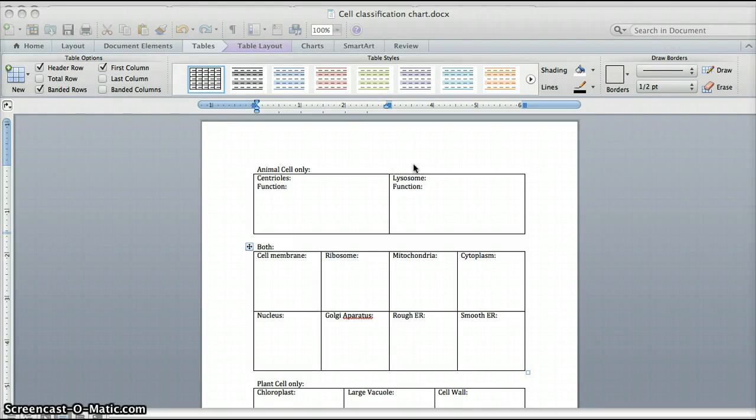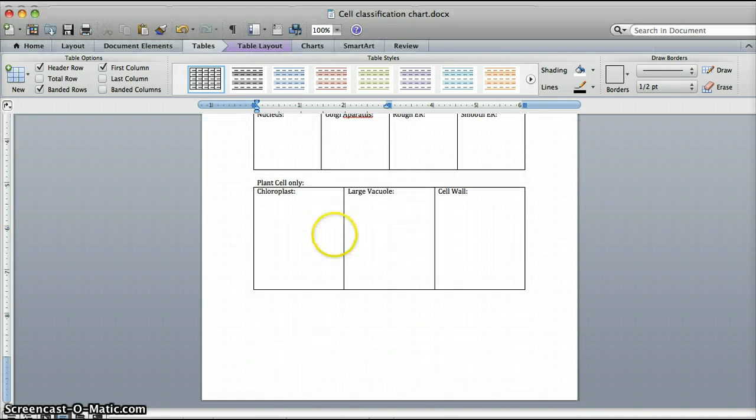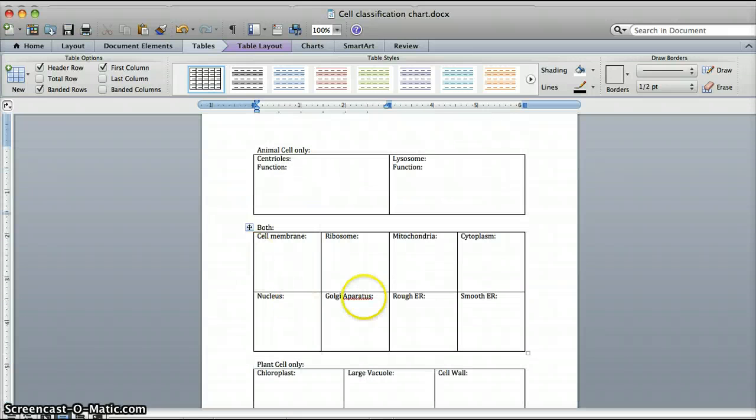Alright, today we're going to talk a little bit about animal cells and plant cells. What are the different organelles that are found in both types of cells, in animal cells only, and plant cells only, and then we're going to talk about both.